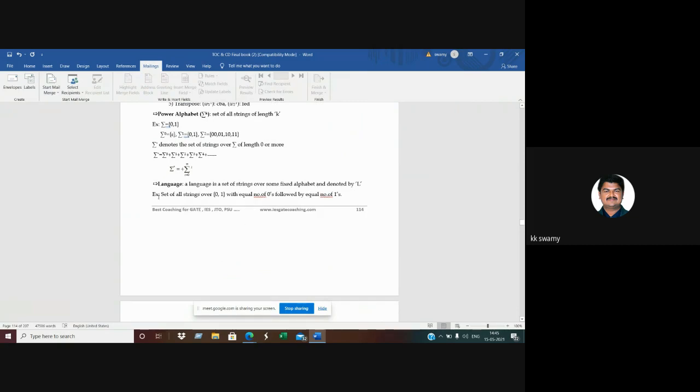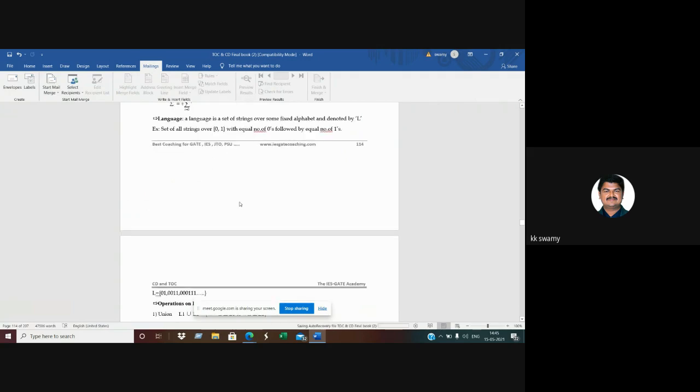Here the example is the set of all strings over sigma equal to 0, 1 with an equal number of zeros followed by an equal number of ones. That means this also belongs to the infinite language. That means 01, 0011, 000111, and so on. Here we have all the combinations of zeros and ones.